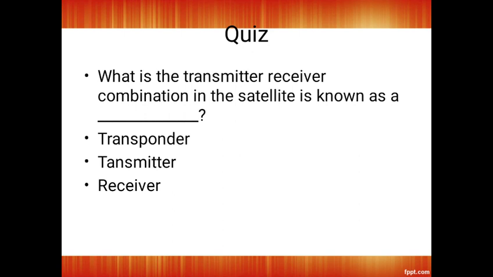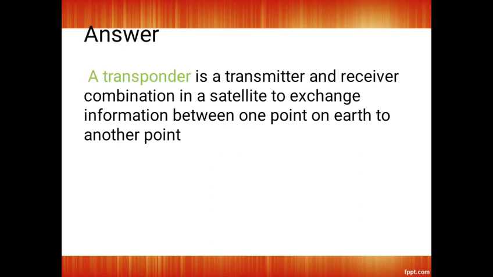What is the transmitter receiver combination in the satellite? It is called a transponder. The answer is: a transponder is a transmitter and receiver combination in a satellite to exchange information from one point on earth to another point.